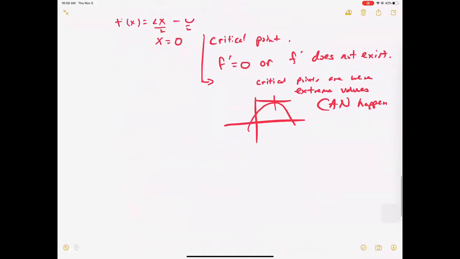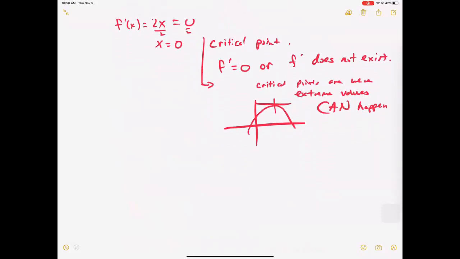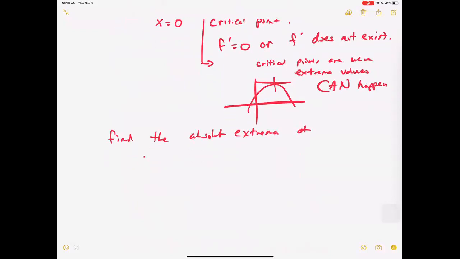So let's come up with a problem. Let's say this: find the absolute extrema of y equals 3x squared plus 2x. Okay.